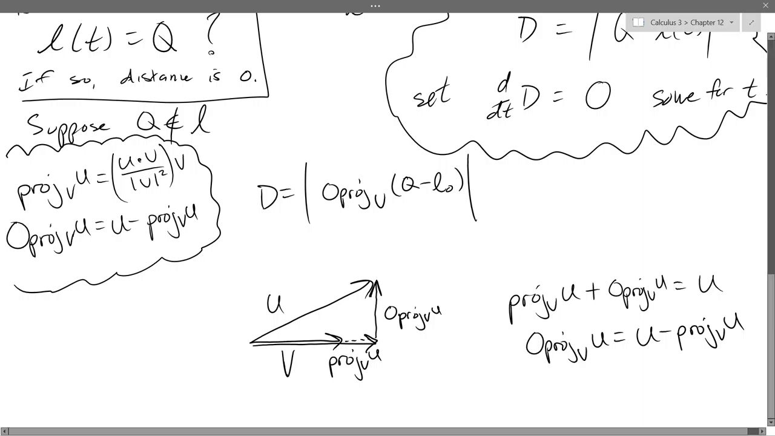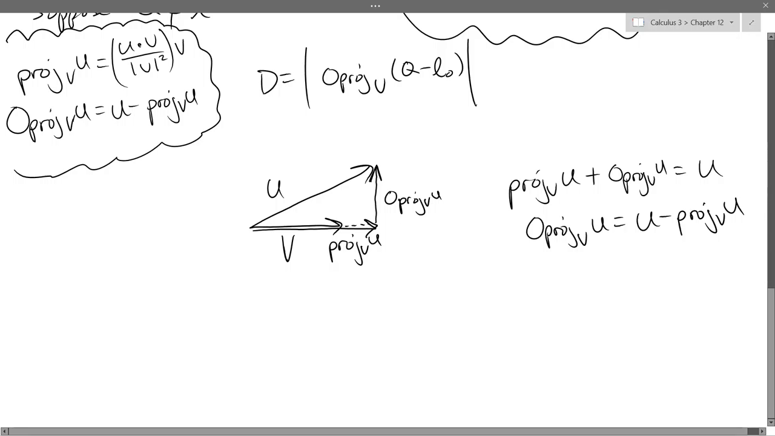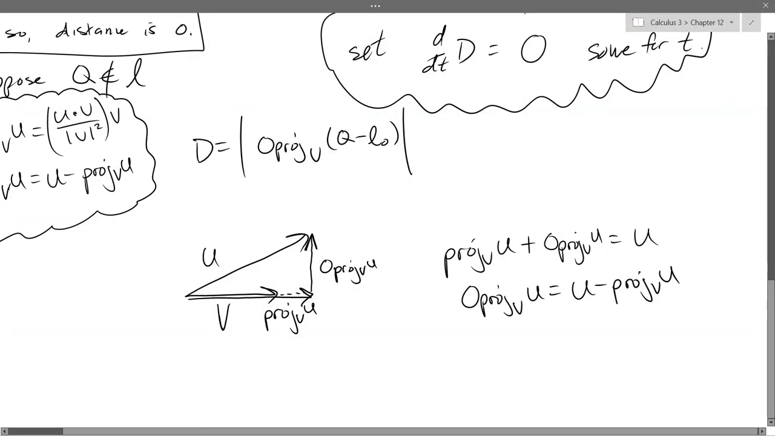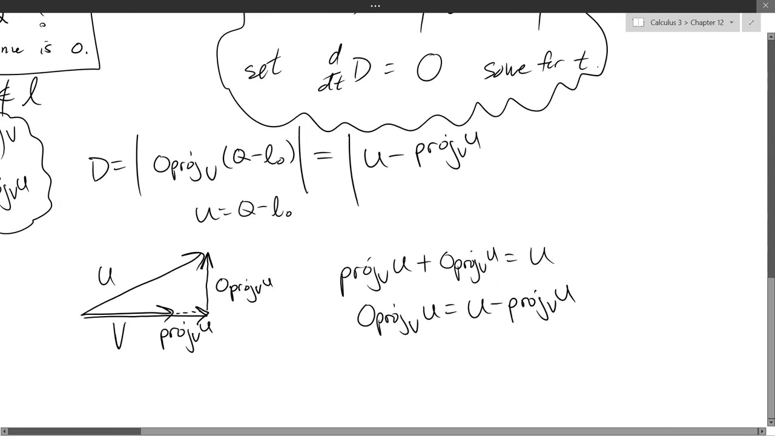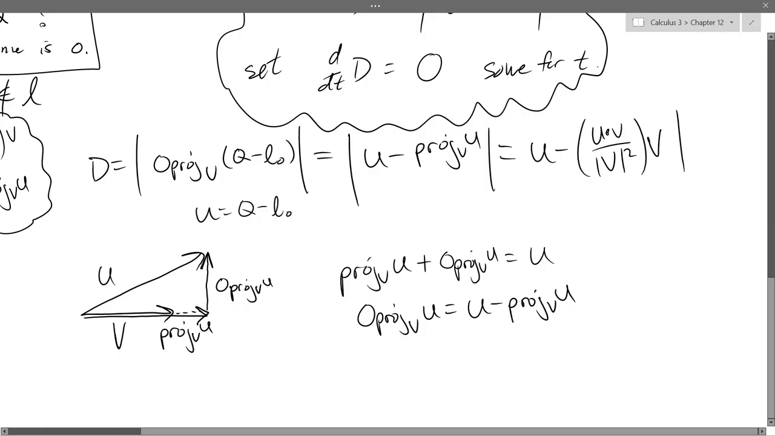So I'm drawing a cloud around this, but it looks like this is probably not in your memory. So you may need to memorize this or put on your cheat sheet. Probably put on your cheat sheet. So all you need to do is find the magnitude of this projection right here. So orthogonal projection is U minus projection U onto V. U is Q minus L naught. So we'll substitute that in a minute. So the formula is U dot V over magnitude V squared.